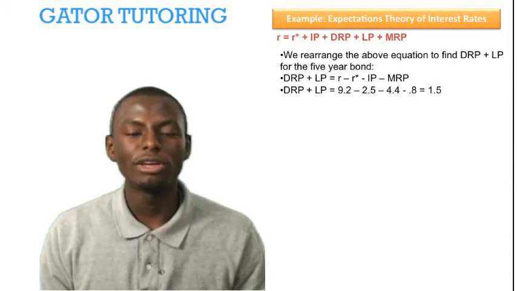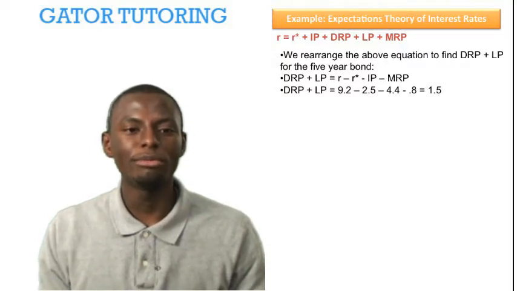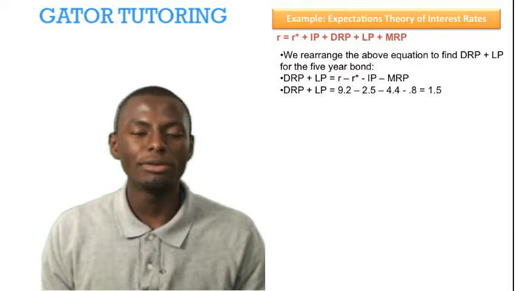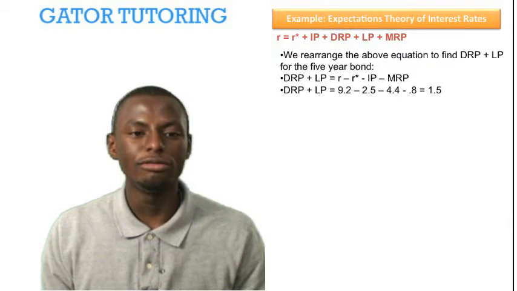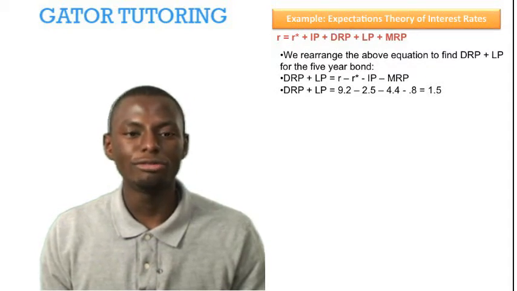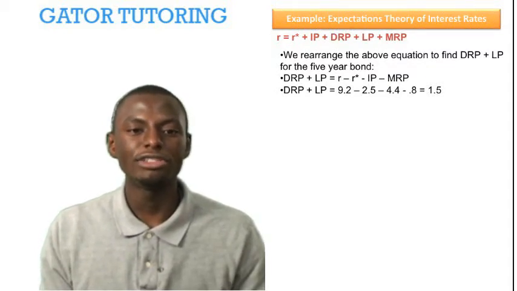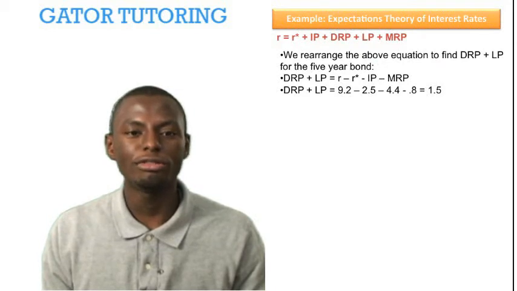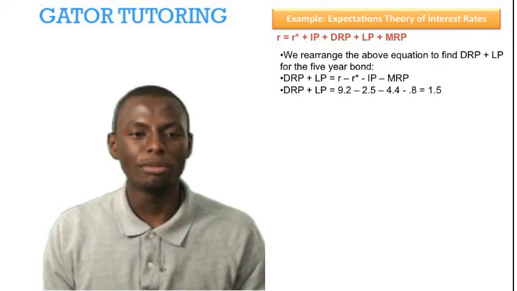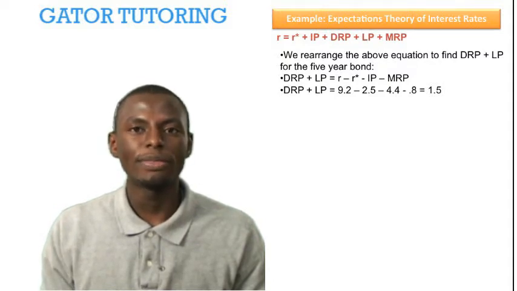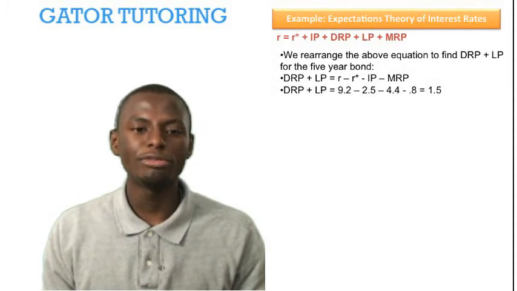So, we can rearrange the above equation to find DRP plus LP using the 5-year bond. DRP plus LP equals R, the rate of return, minus R star, the real risk-free rate, minus IP, the inflation premium, minus MRP, the maturity risk premium. We have all of these numbers, so we just plug them in to find that DRP plus LP for the 5-year bond equals 1.5%.